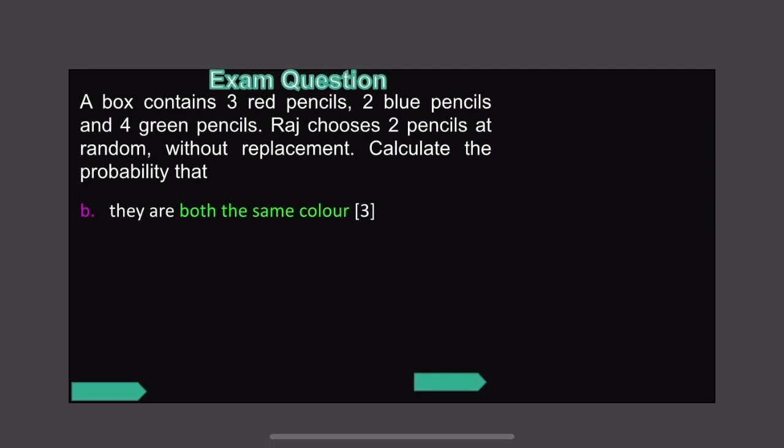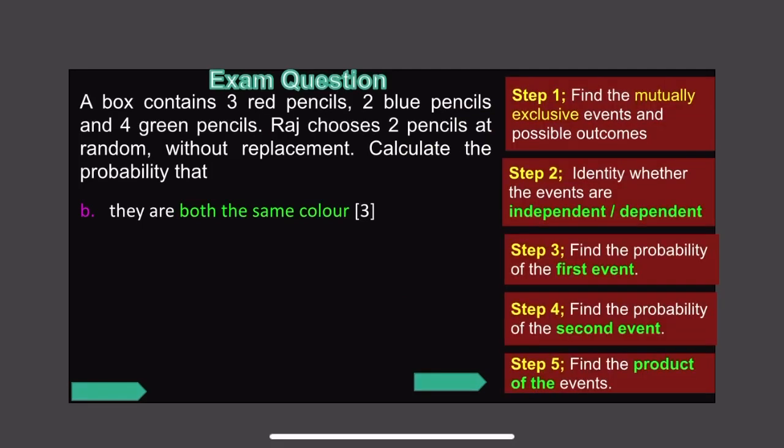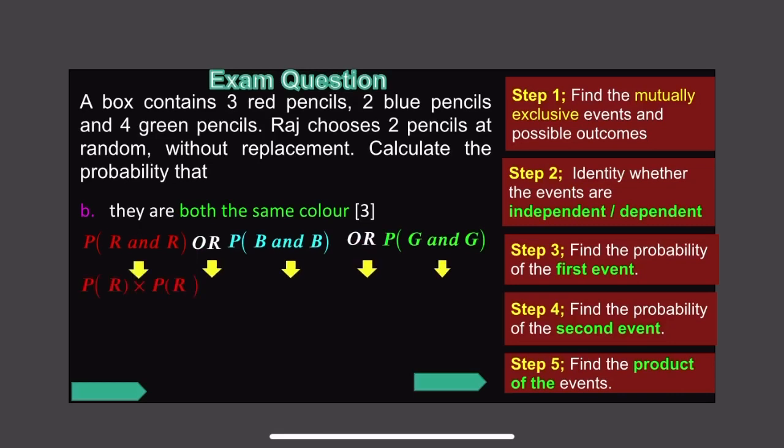So they are both the same color. The number of choices we have just looked at, okay? We know it is dependent, right? And we can find the events separately. R and R, that is red and red, blue and blue, or we can have green and green. Now let's write this in terms of probability, okay? That is combined events of red and red multiplied, okay? The product of blue and blue, the product of probability of green and green.